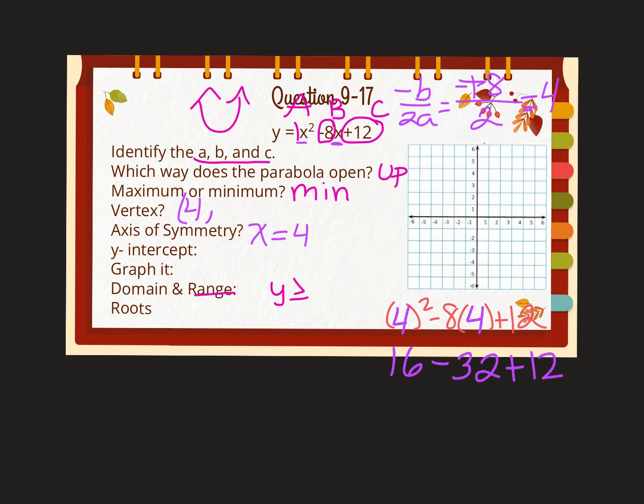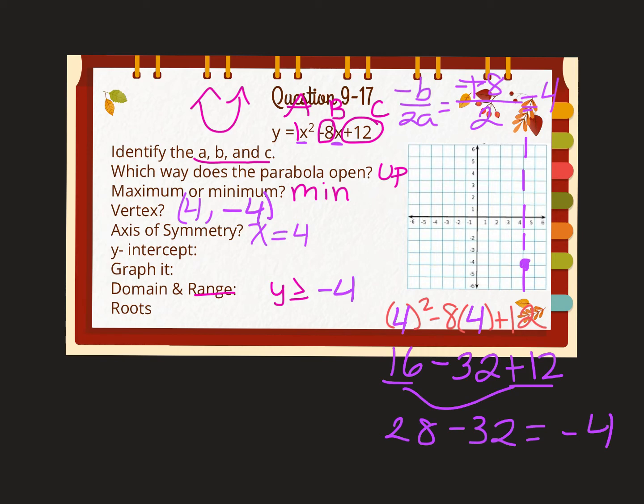All right, let's clean this up. I know that 16 plus 12 is 28. So 28 minus 32 is going to give me a negative 4. So I can put that negative 4 here. And because that's my y value of the vertex, I can put it here as well. So let's go ahead and plot that point.